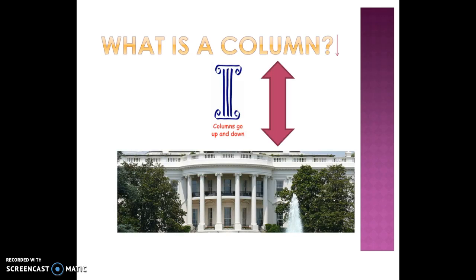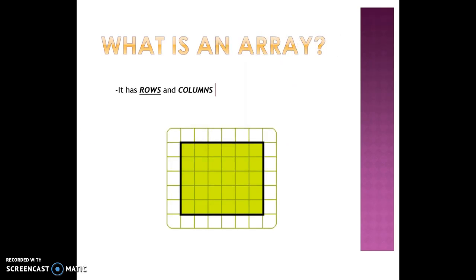So what is a column then? A column goes up and down, just like you see here, just like you see our line here. It goes up and down. Here's a picture of the White House, and the White House has many columns. They are going up and down, so vertical lines. Columns are vertical.